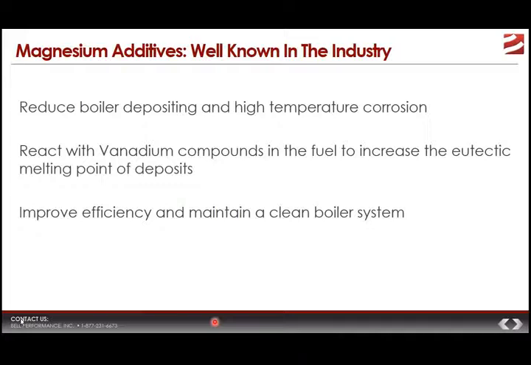And magnesium additives have been shown to help contribute to the improvement of efficiency and help maintain a clean boiler system. In other words, they keep deposits from building up on metal surfaces to the extent that the deposits will start to negatively affect efficiency.